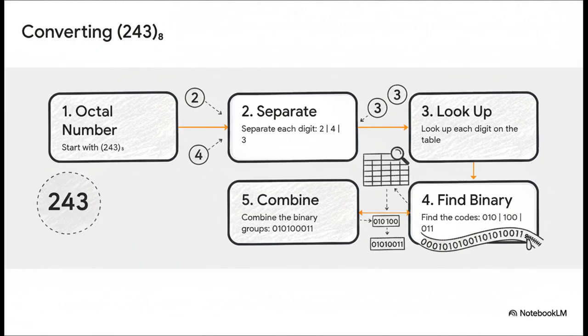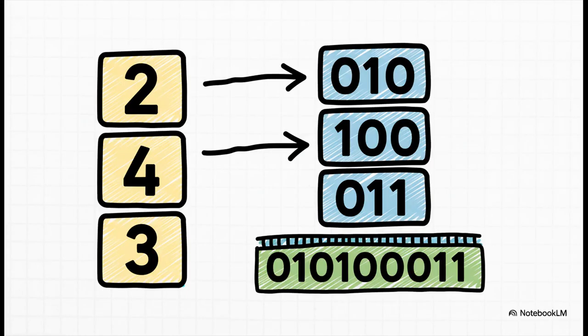Next, we grab our cheat sheet. We look up the 2. That's 010. We look up the 4. That's 100. And we look up the 3, which is 011. And now for the final step, which is probably the easiest part of all, we just squish them all together. And bam, there's our binary number. And just like that, we're done.